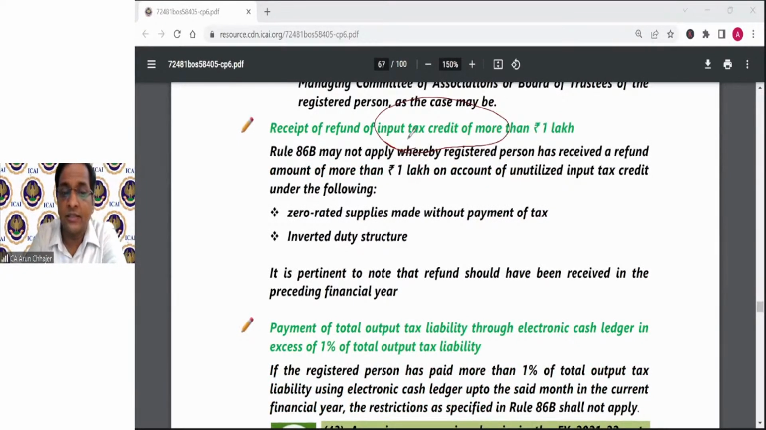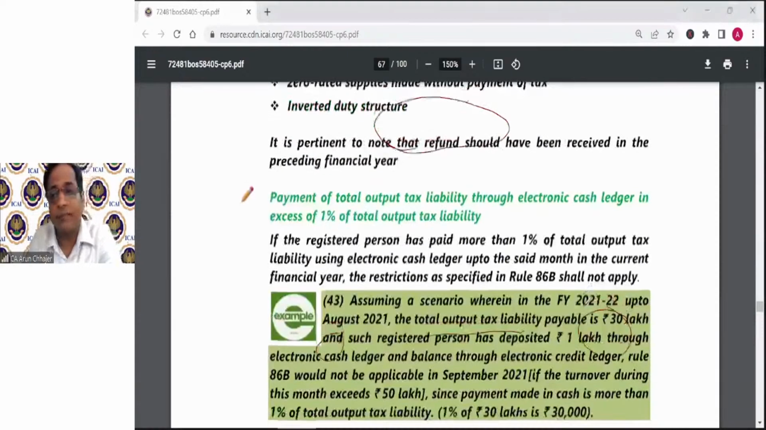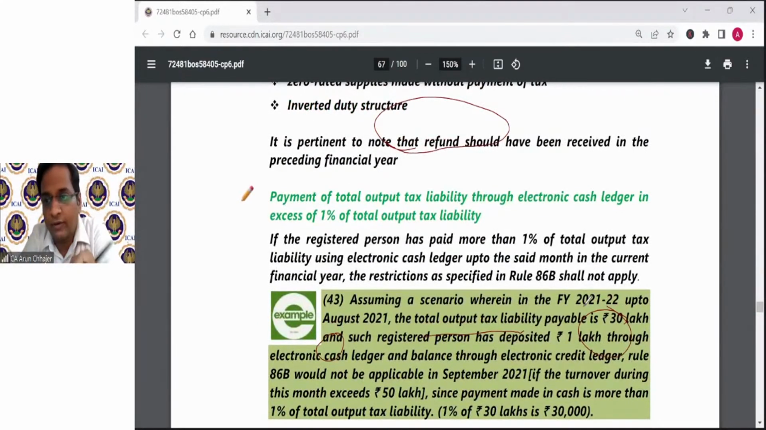Now the next case is, if you already made the payment of more than 1% of the total output tax liability, which is being paid through the cash ledger in excess of 1%. Say for example, in the last month, even though I was not covered by 86B, there was a liability and there was no balance in input tax credit. So I had to discharge the liability in cash. So I made the payment in cash without 86B.